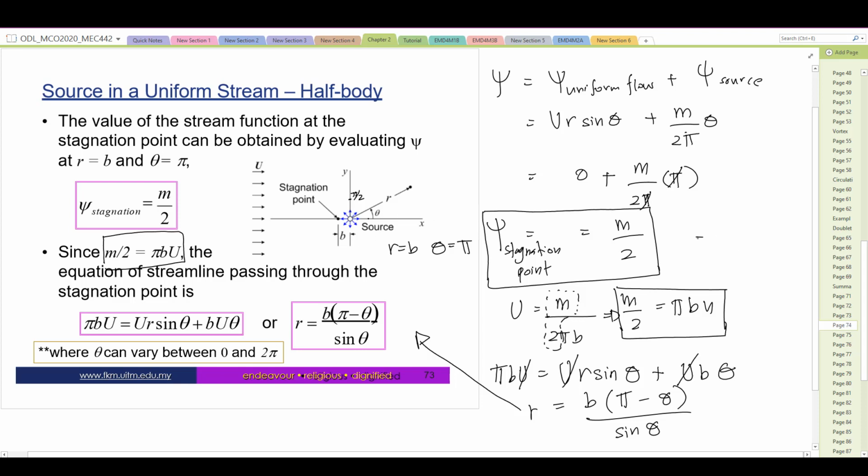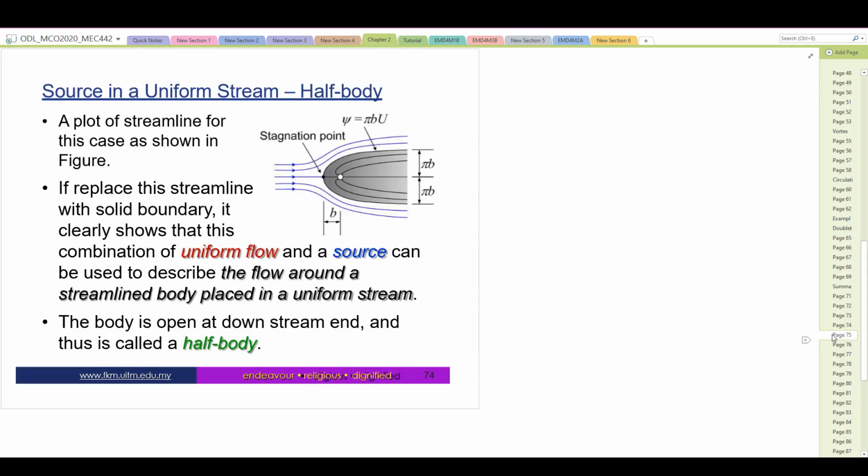Okay, this is 0, this is pi over 2, this is pi, and then this is 3 over 2 pi, and then this is 2 pi. So this is how we can vary the radius r. Okay, from this r, let's move to the next slide.